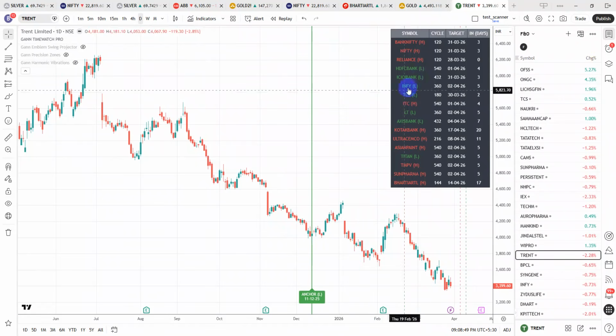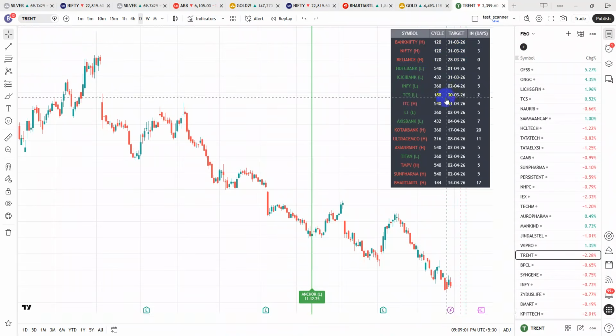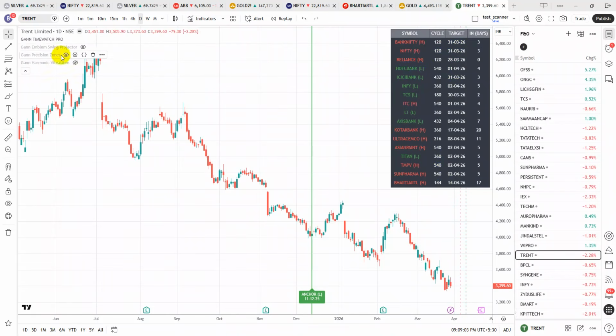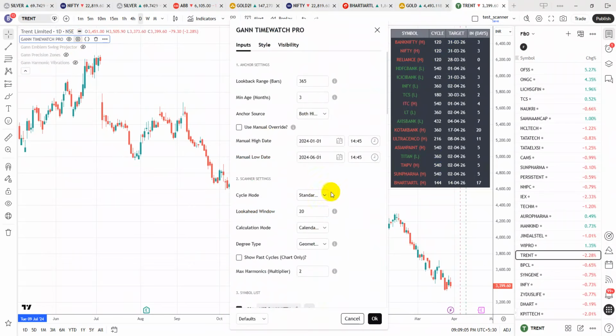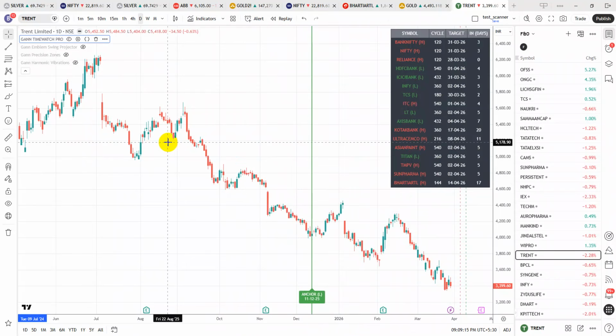See here, the results came in. So Bank Nifty 31st March is an important date. Nifty 31st March. If it is a holiday, then we can say 30th March also. Then 1st April is for HDFC Bank. Like this, we can get it for any stock per se. Now this is based on standard cycle. If you want master cycle, which is cube cycle, that also can be used. And here we can do trading days also, and degree type as true solar degree, which changes the results a little bit.